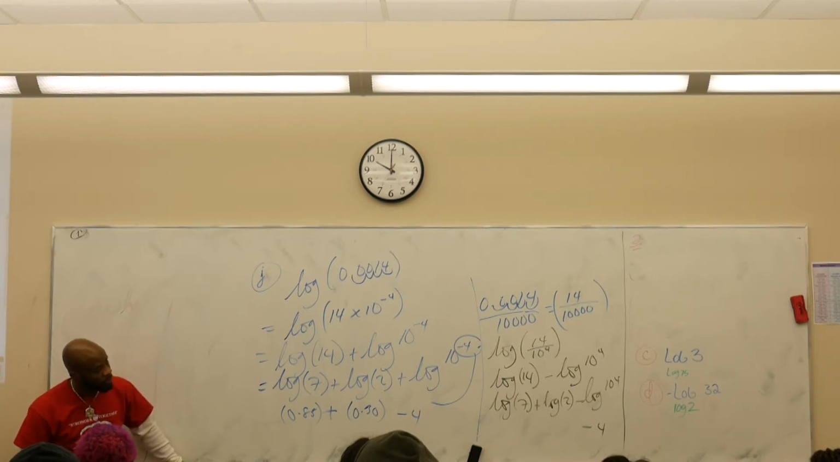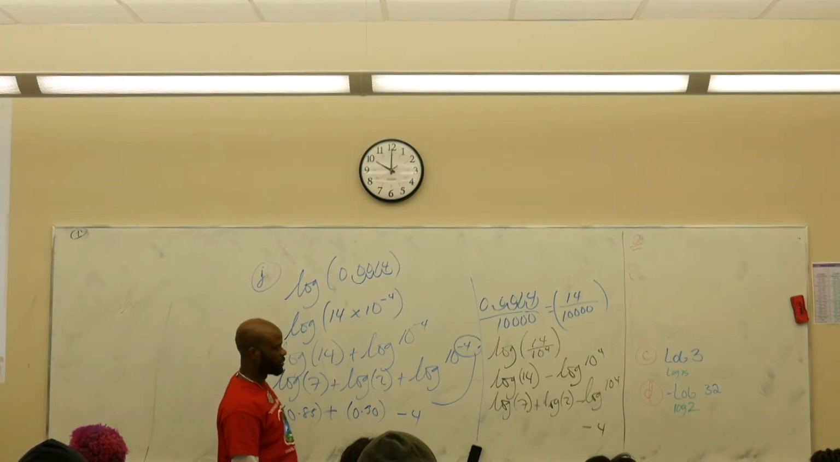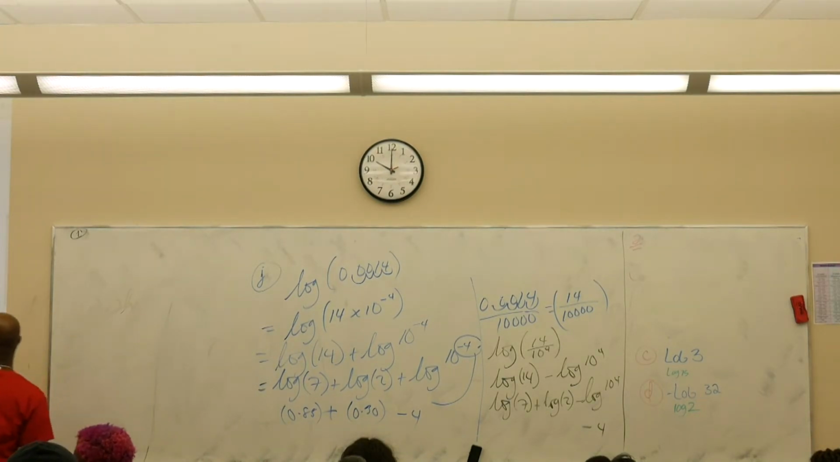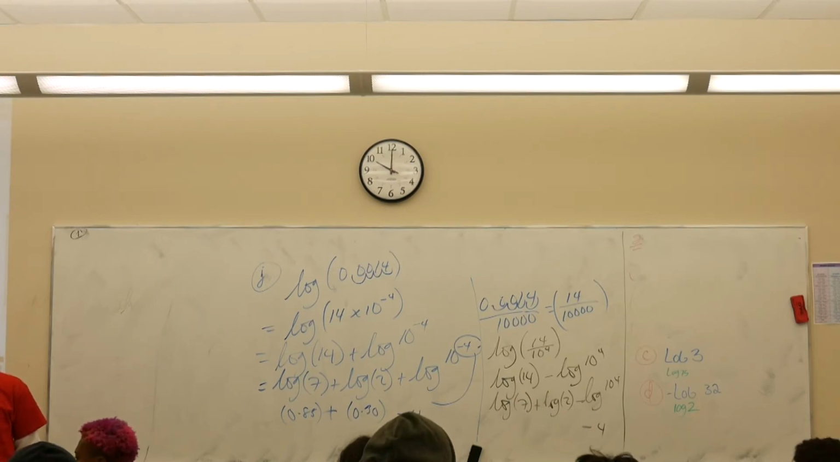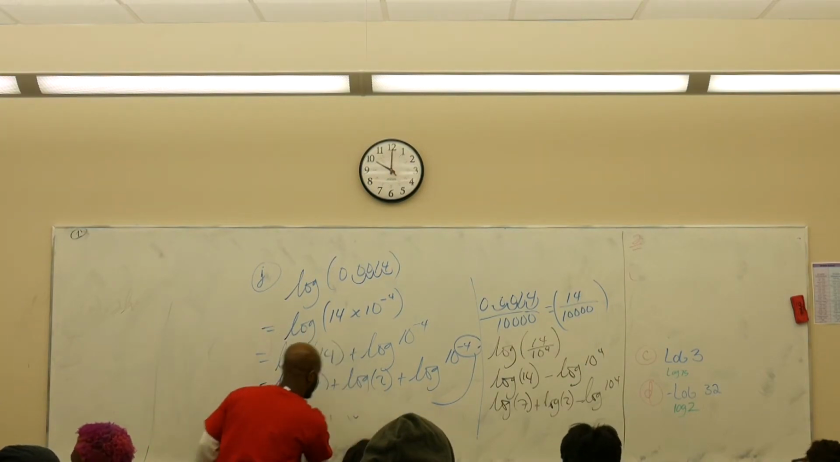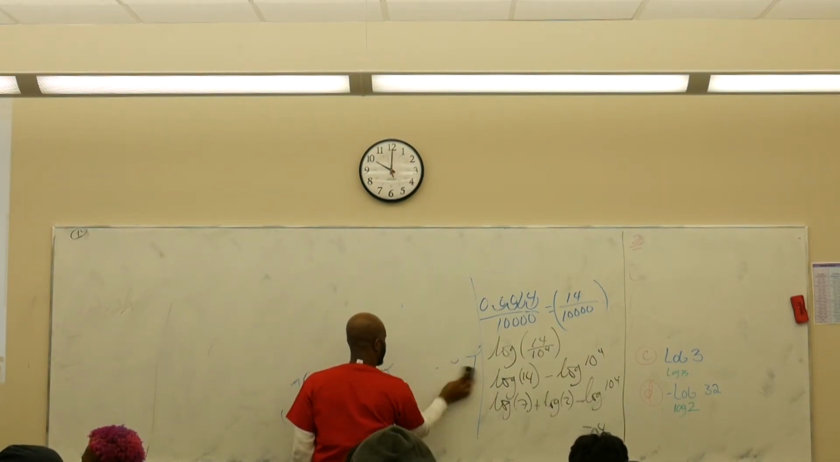So let's look at problem 2. Problem number 2, C has a disagreement. So let's look at C. What's the problem in C, number 2? The log of 15 minus the log of 5. So 2C.